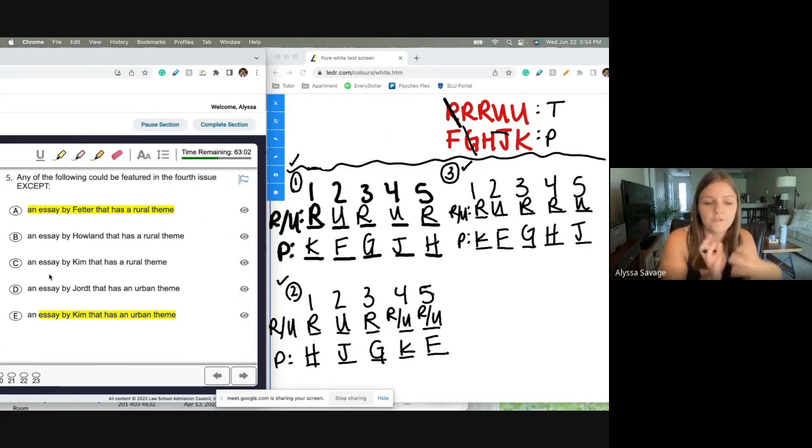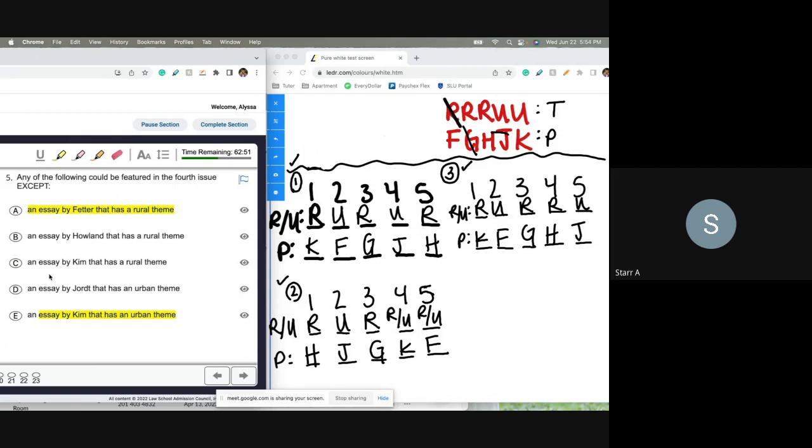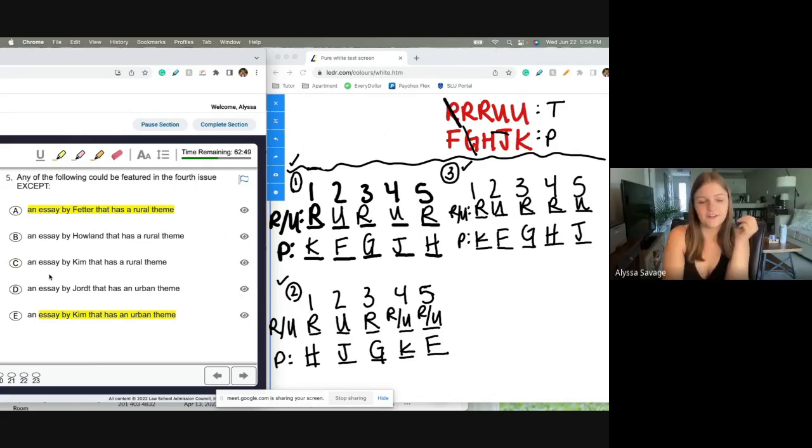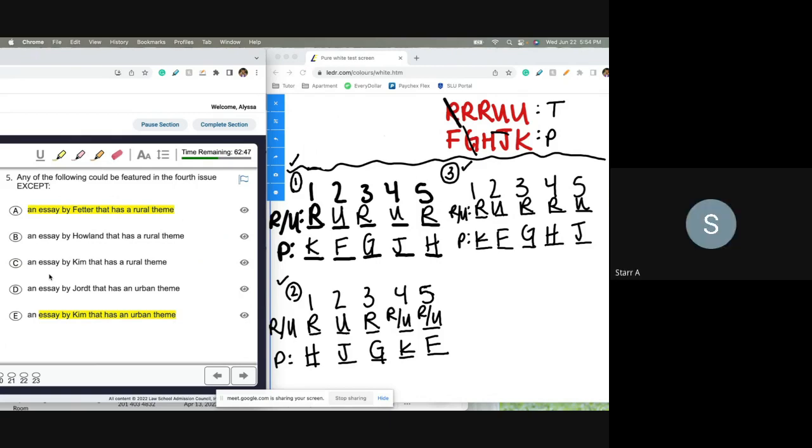So for answer choice A, can I have F with a rule theme in that 4th issue? Oh, did I clarify it for you? Yeah, because I was looking where F is for, but I wasn't looking for where it's rule.